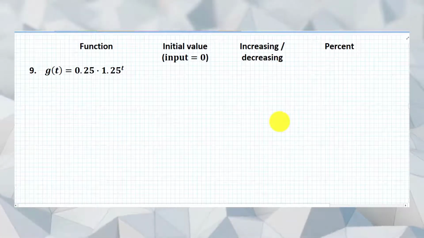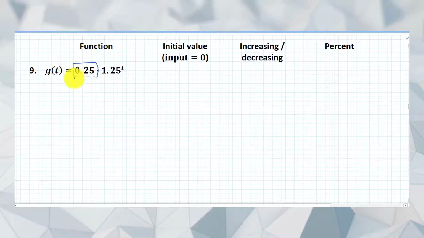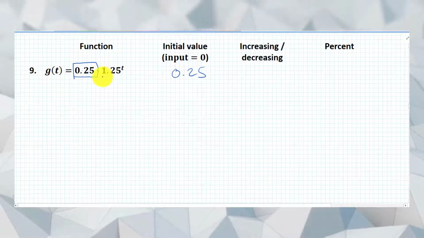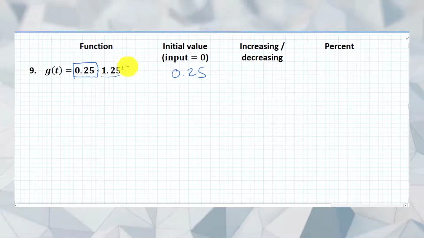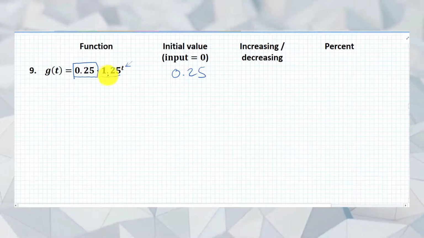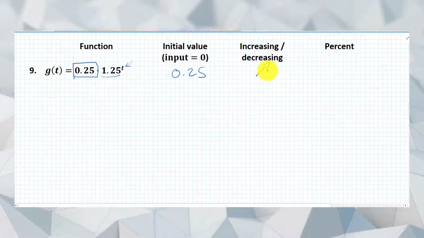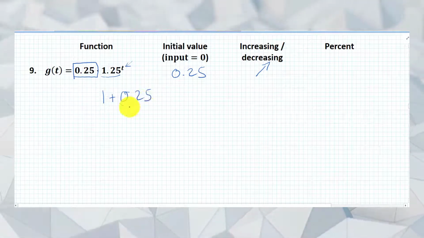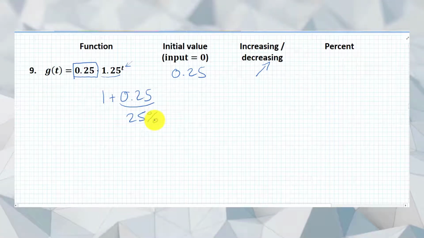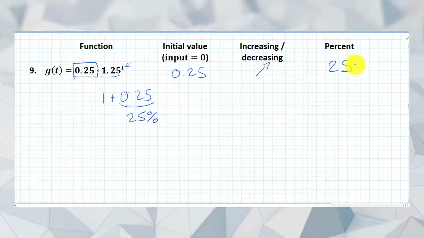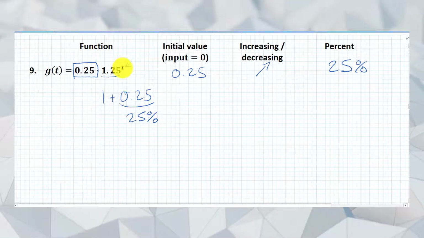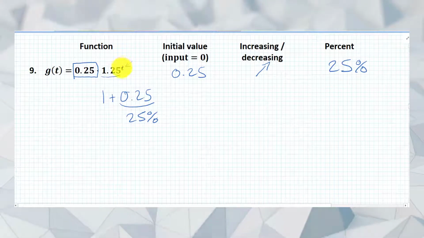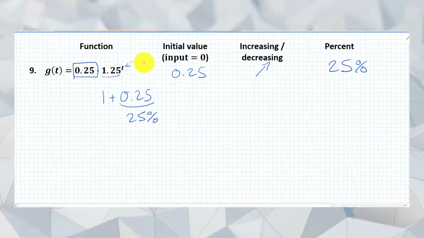Okay, this time the initial value is 0.25. So 0.25 is an initial value, and I multiply 0.25 by 1.25 to the power of t. When you multiply a number by 1.25, you are increasing the number. By how much? 1.25 is 1 plus 0.25. 0.25 is 25%. So it's an increase by 25%. Again, if t is 1, you just increase by 25%. If t is 2, you increase by 25% once, and then by 25% again, so on and so forth.